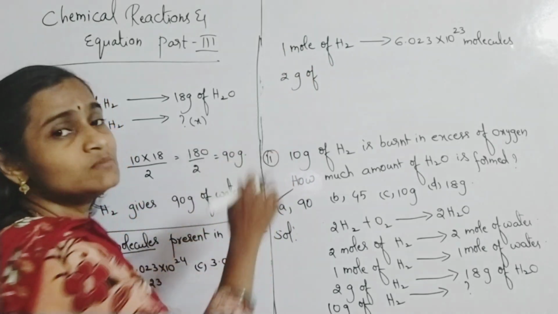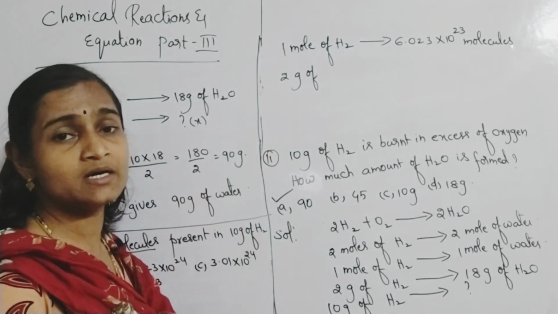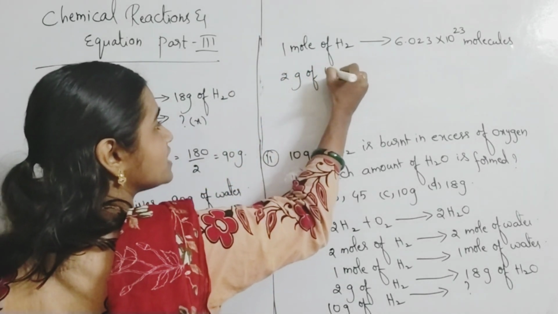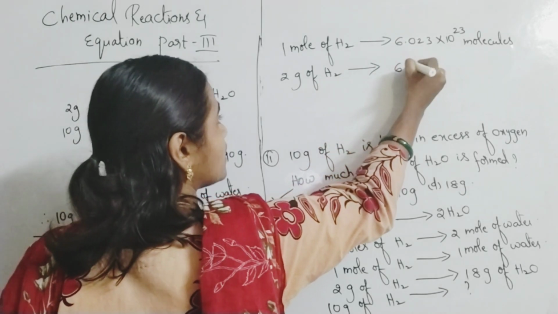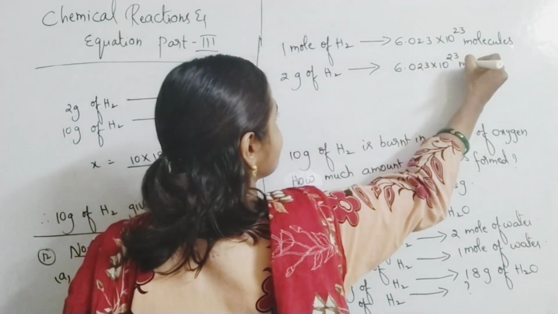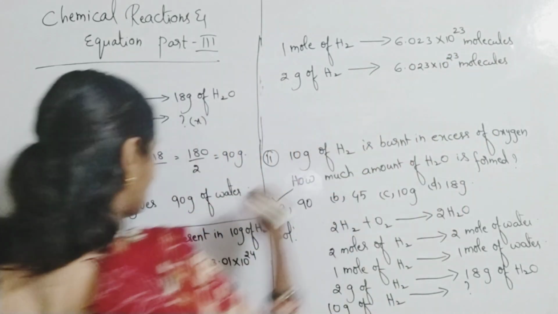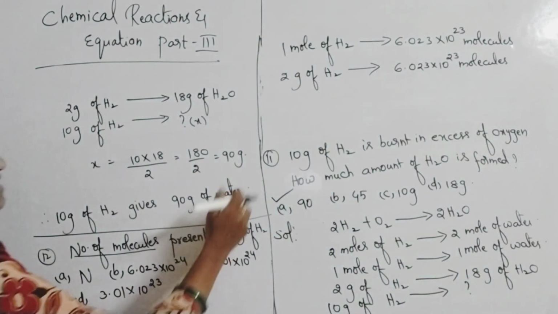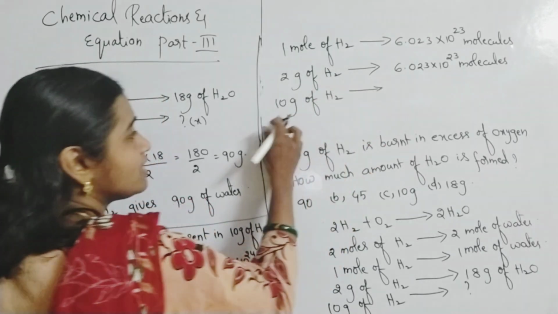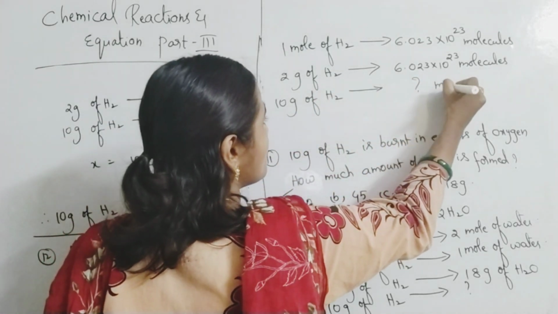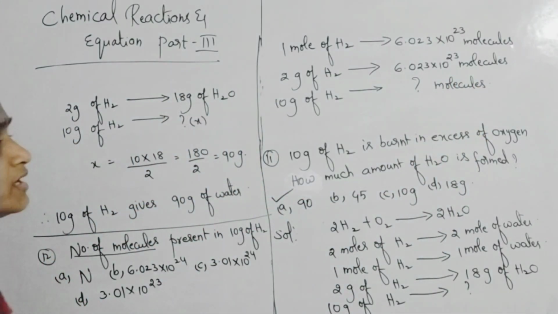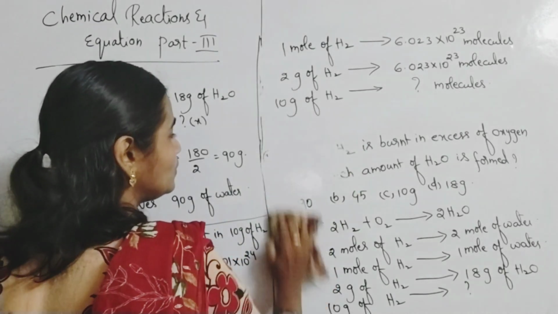Same thing I am writing in terms of grams. The first statement I wrote in terms of moles; now the same thing in terms of grams. 2 grams of H2 has 6.023 into 10 power 23 molecules. Now he is asking about 10 grams of hydrogen, how many molecules? Every time apply the rule of 3 only.